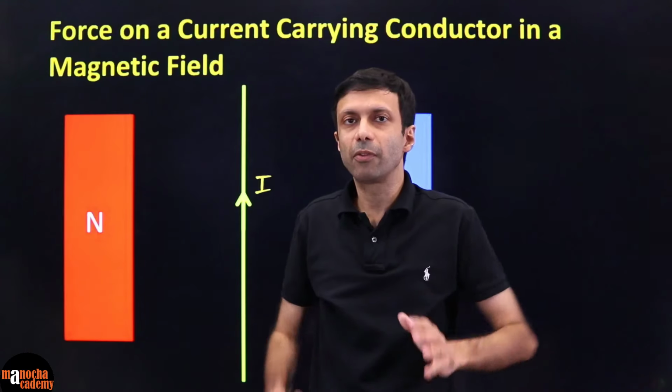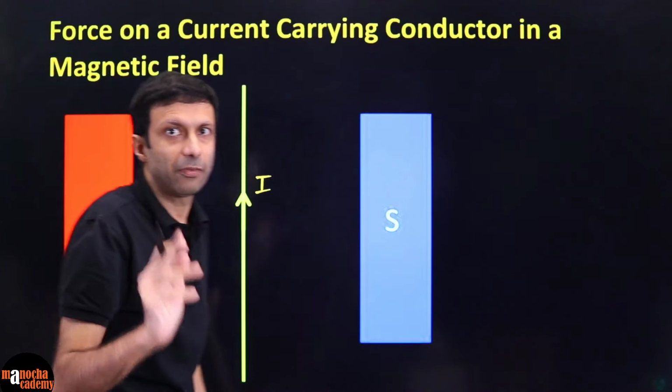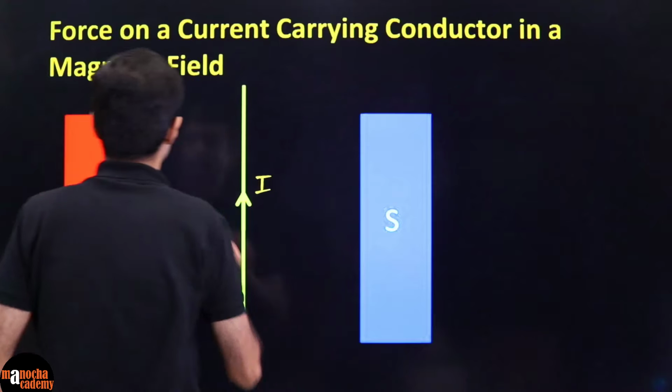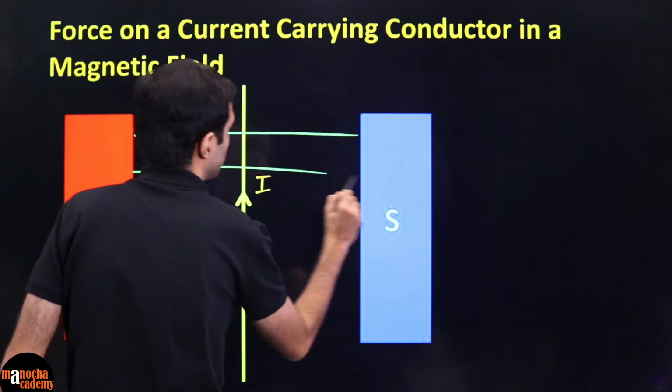So what is the simple trick? First, make sure you know the direction of the field, current and everything. Remember, magnetic field is always from north pole to south pole. So let me draw that first. I'm going to draw the magnetic field direction, which is from north to south.